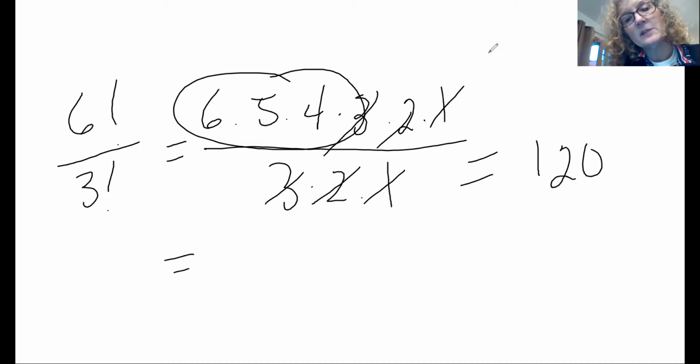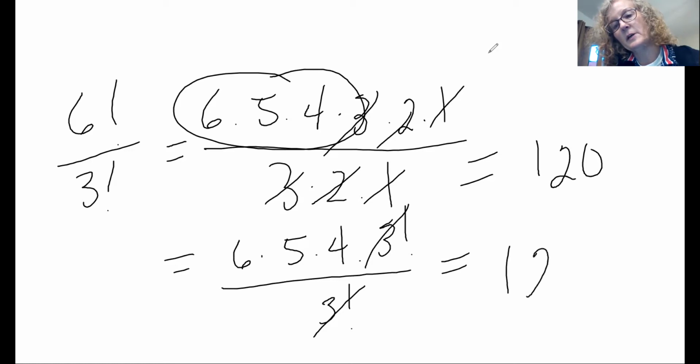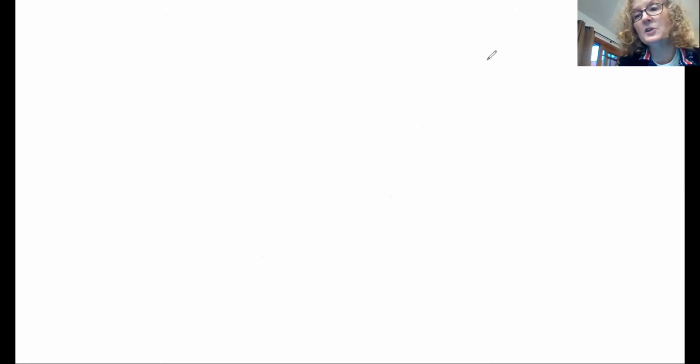Or I can do it like this. That's 6 times 5 times 4 times 3 factorial divided by 3 factorial. And the 3 factorials factor out. Doing it the second way just saves you some writing. 6 times 5 times 4 is 120. Now let's talk about 0 factorial. Now by definition, 0 factorial is 1.